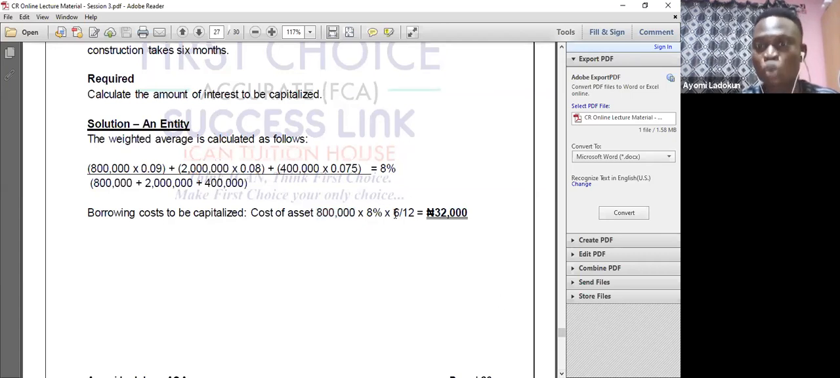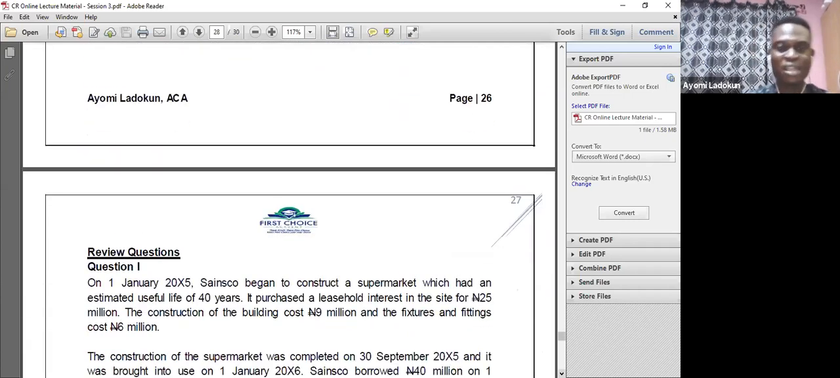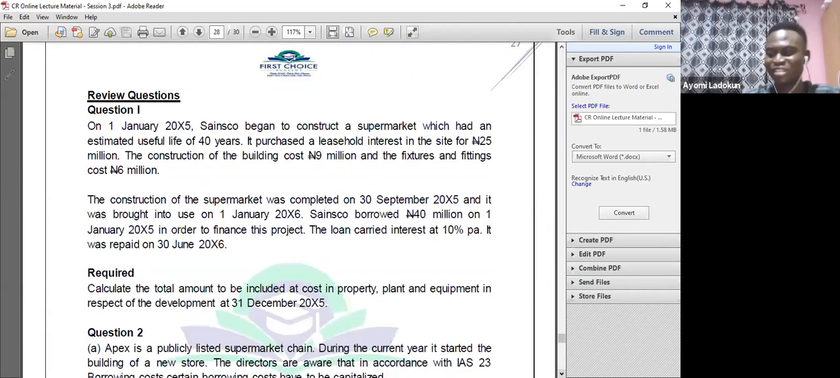If it takes 1 year, that means this one will be 12/12. That's 1. So you don't need to bother yourself. Just take the rate over 800. The figure you get, you now add it back to the cost of the asset. Okay, and that brings us to the end of IAS 23, borrowing cost. It's as simple as that.